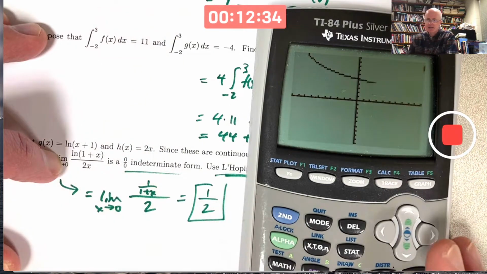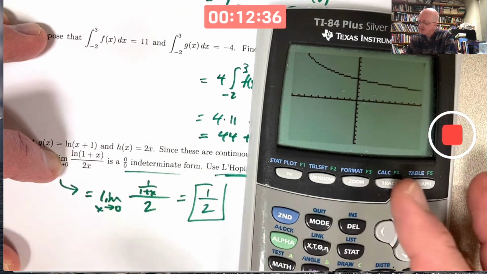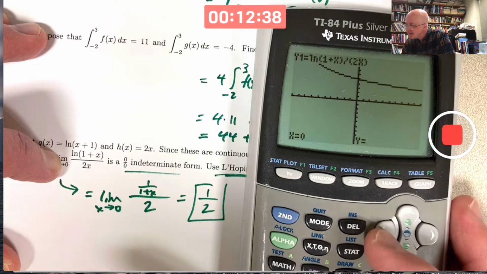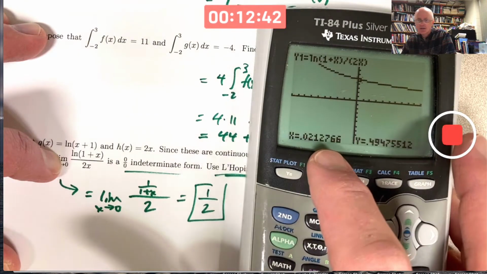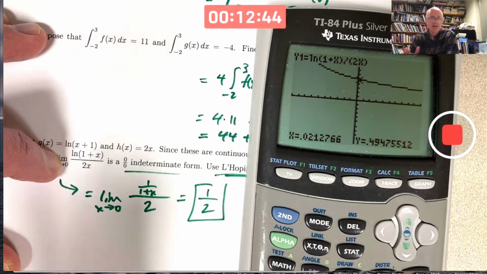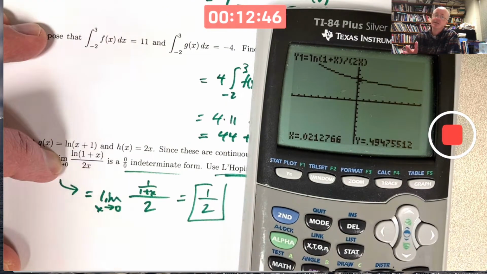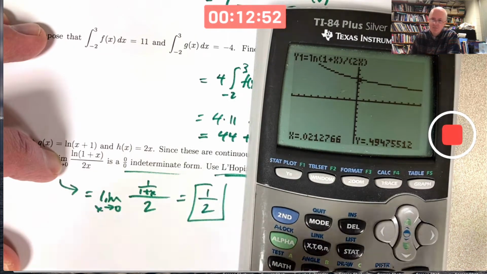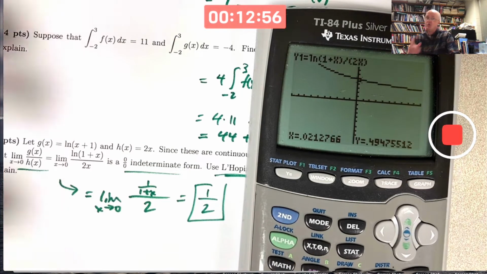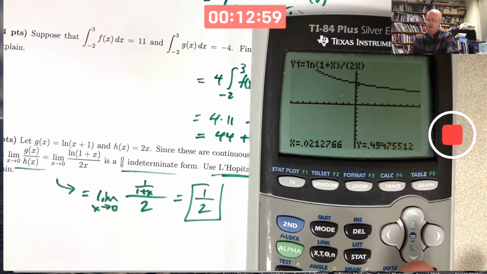It does look like it's approaching 1/2, and you could use the trace feature to try to see if that's the case. Yeah, when x is close to 0, y is close to 1/2. Technically, when x equals 0, the function is undefined, so really there would be a hole in the graph at x equals 0. But of course, the calculator is just plotting points and connecting the points, so it doesn't know that. You know that. There's a hole in the graph, but the limit does exist.